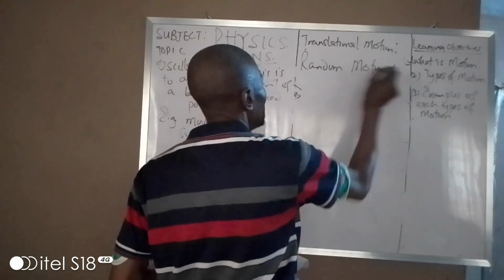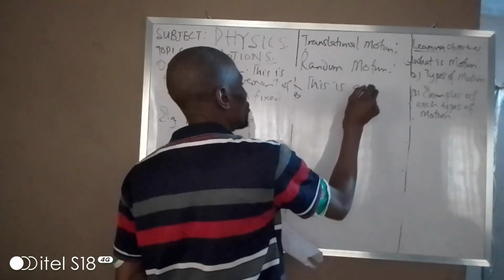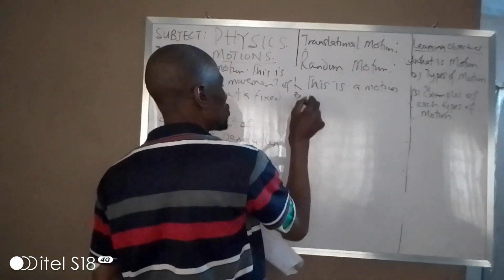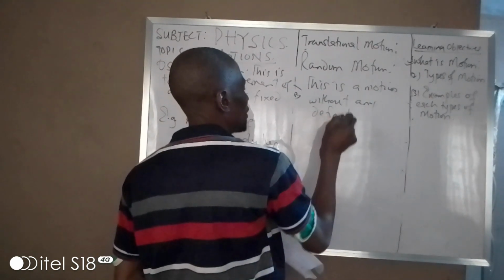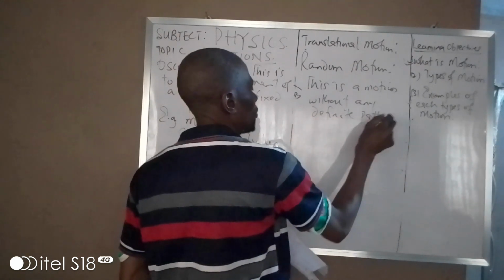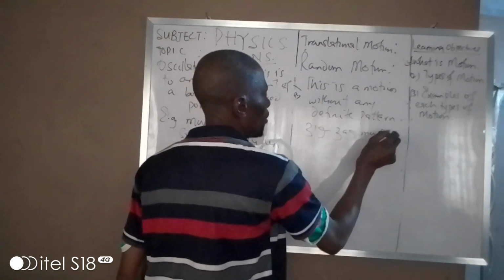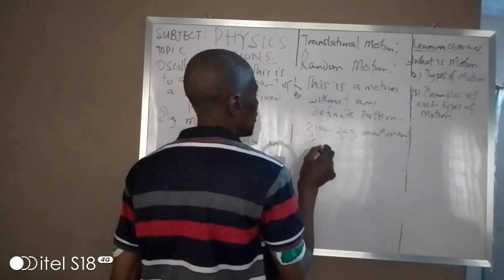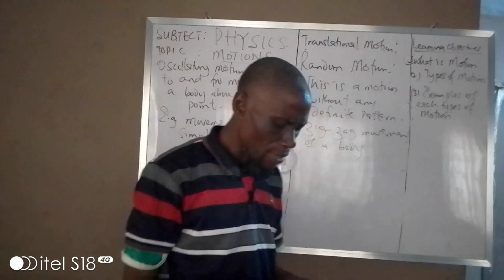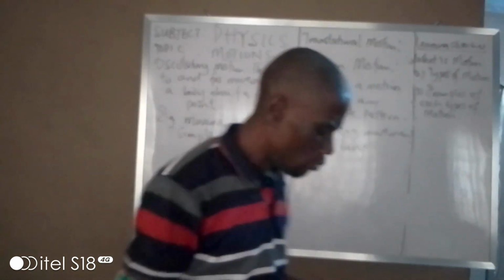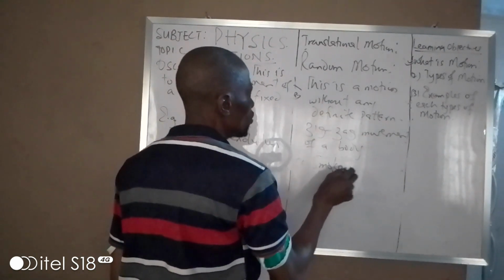Random motion. Okay, let's put it down. This is a motion without any definite pattern. We can call it zigzag movement. Zigzag movement of a body. Example, movement of gases, movement of molecules of gases, and smoke in air.